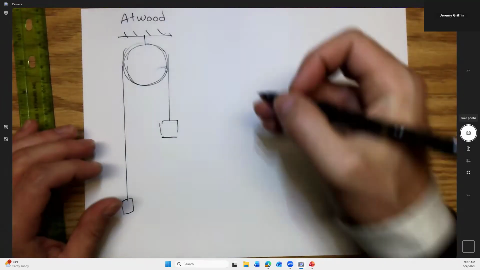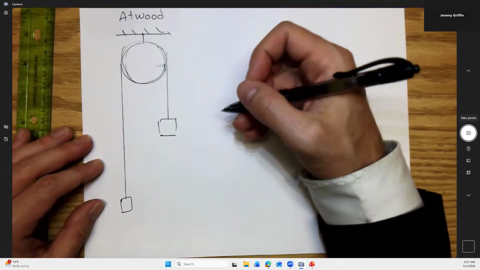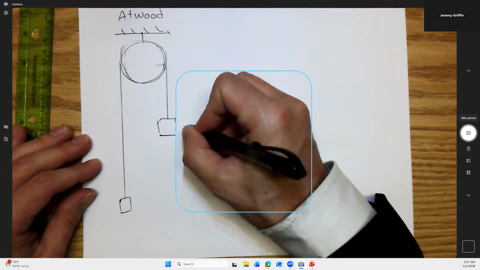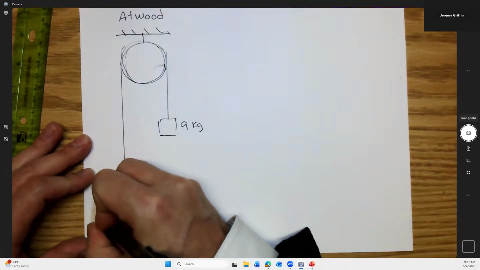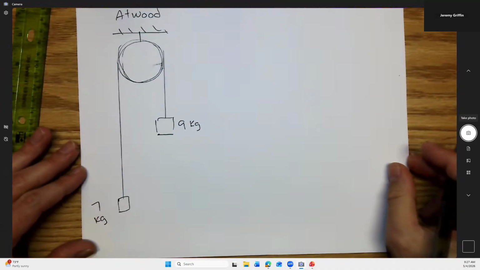Alright, sorry, I'm looking for something here. Alright, let's call this guy 9 kilograms. Let's call this guy 7 kilograms. There we go, 9 versus 7.